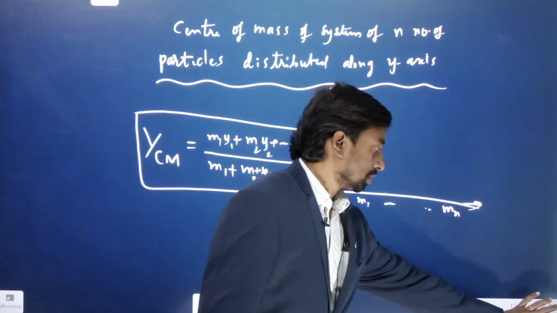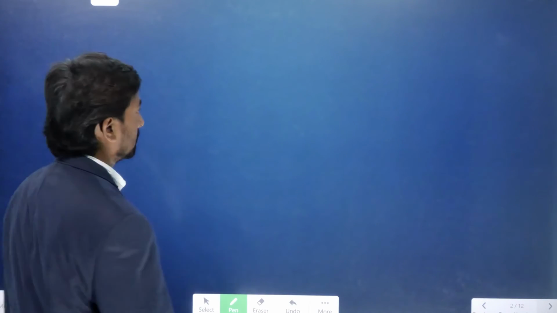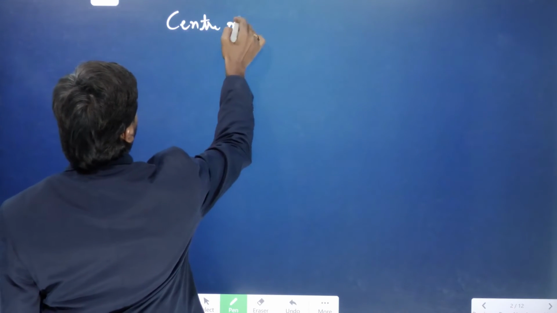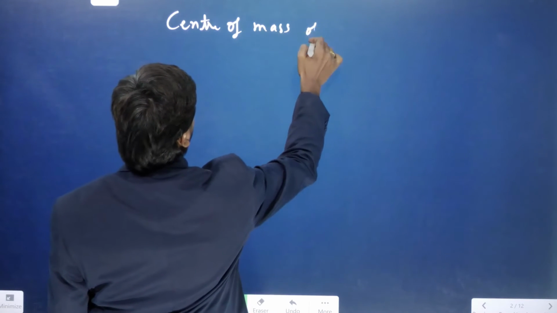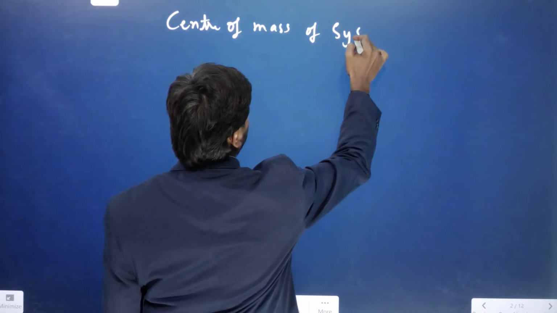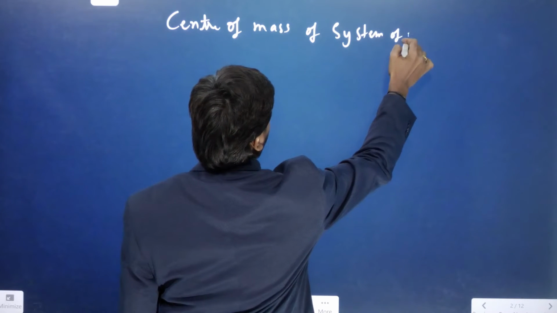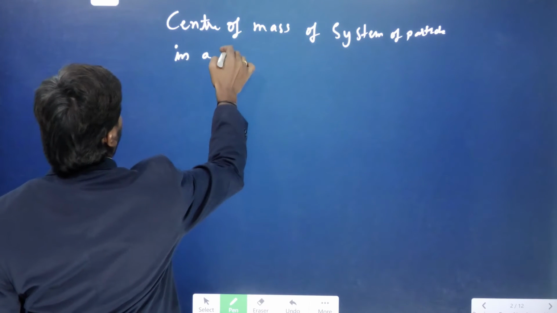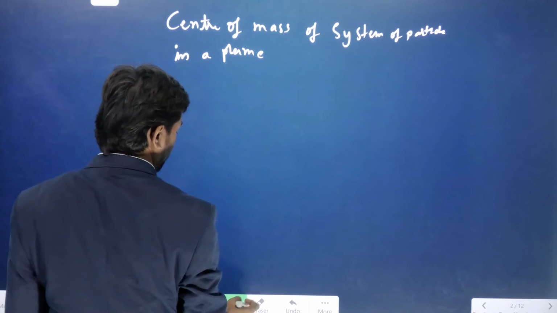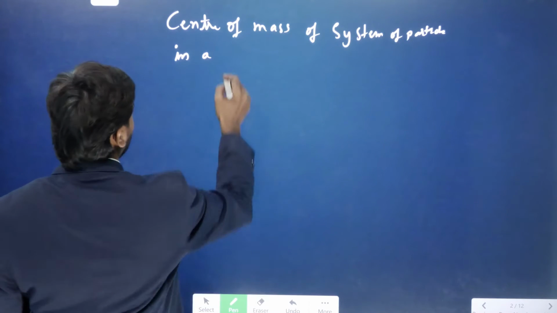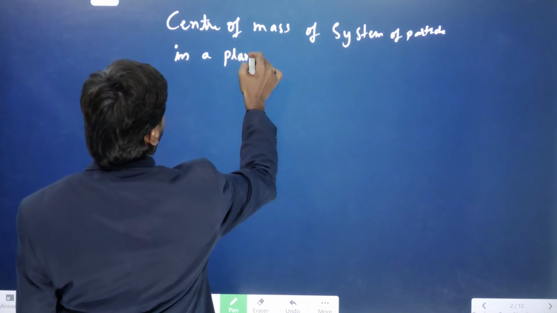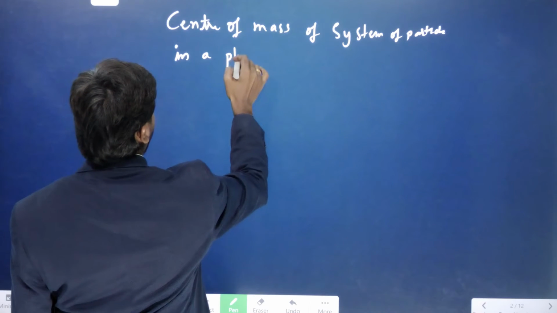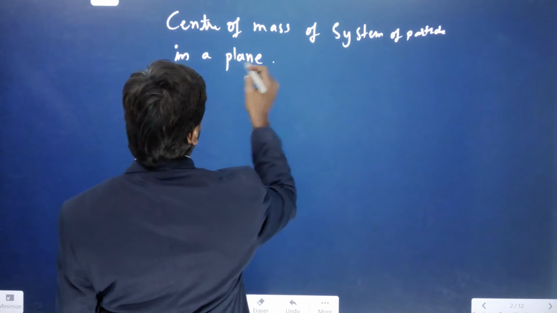Now we will see the next topic: the particles distributed in a plane. If the particles are distributed in a plane, the center of mass of a system of particles in a plane. Okay, we'll see this.